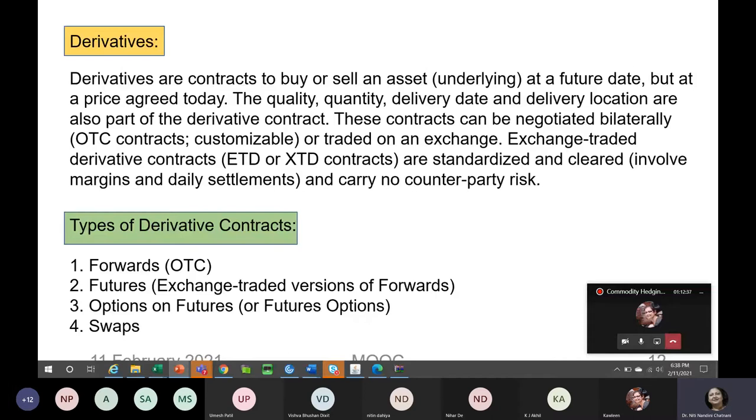So the exchange is a regulated platform, regulated by SEBI and self-regulated by exchange rules and regulations in the clearinghouse. So this is the kind of derivative contracts that are traded. This is the objective with which they are traded. Now, there are four different types of derivative contracts that we can think about.